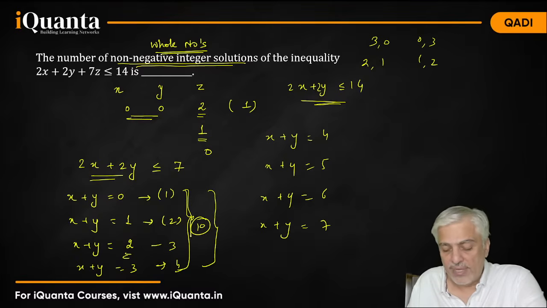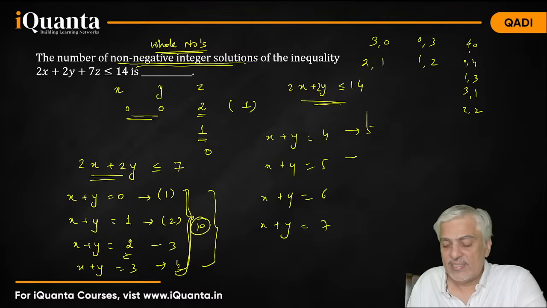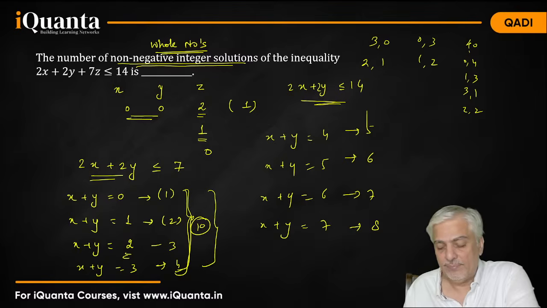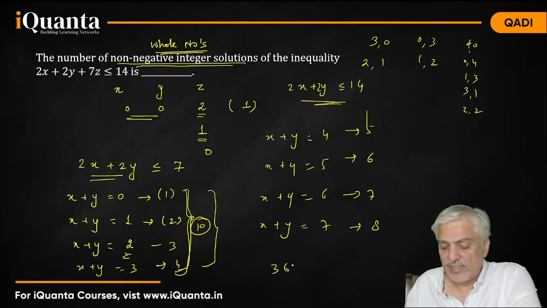And the way this is going, the pattern should continue. If x plus y is 4, just checking once: 4, 0, 0, 4, 1, 3, 3, 1, 2, 2. So 5 cases, 6 cases, 7 cases, 8 cases. So second time it will be 1 plus 2 plus 3 up till 8. How much is that? N into n plus 1 upon 2, so 36. 36 of this, 10 of this and 1 of the original.